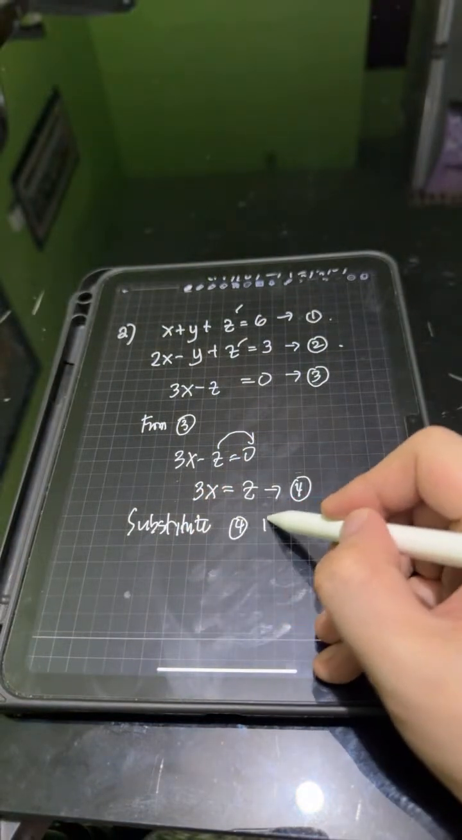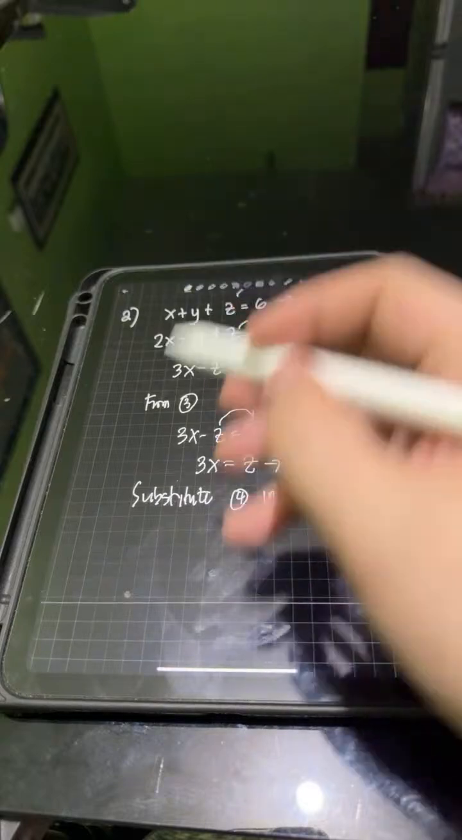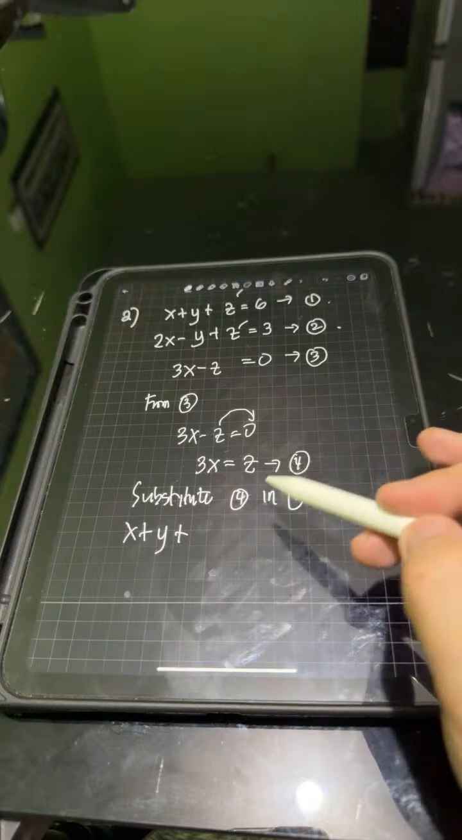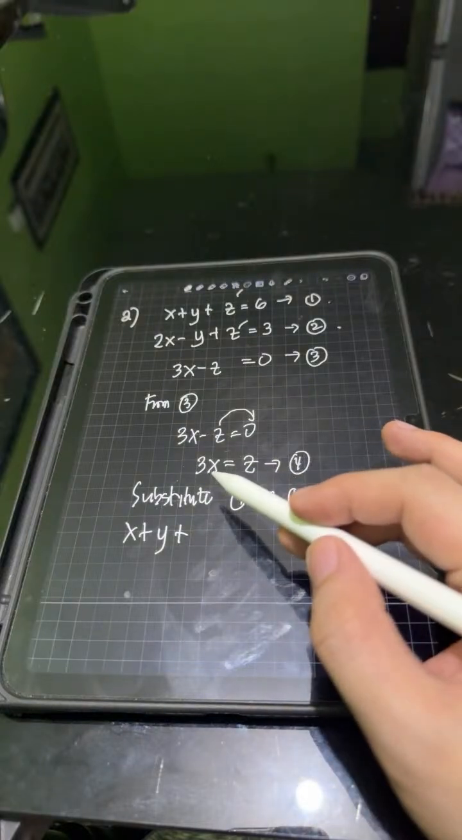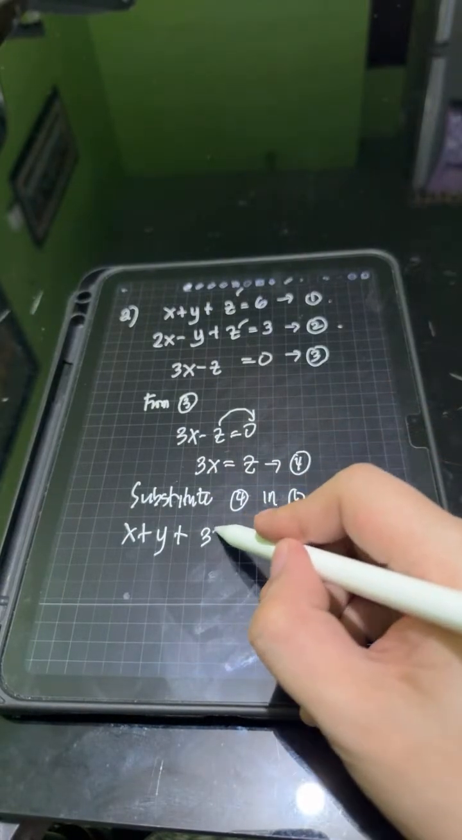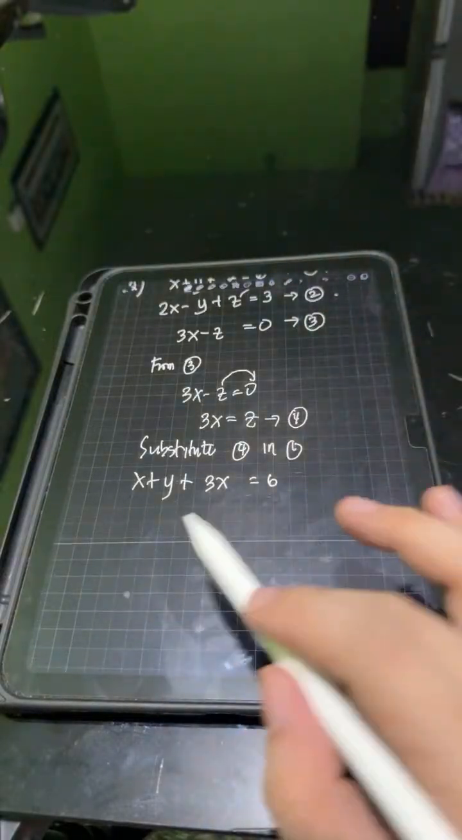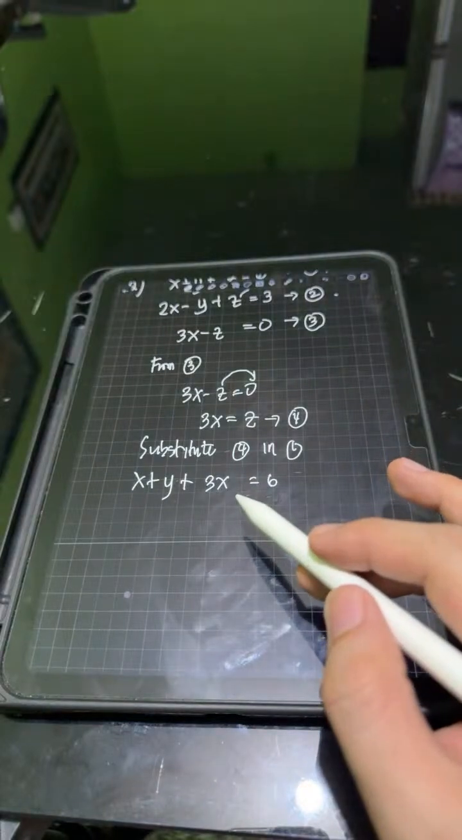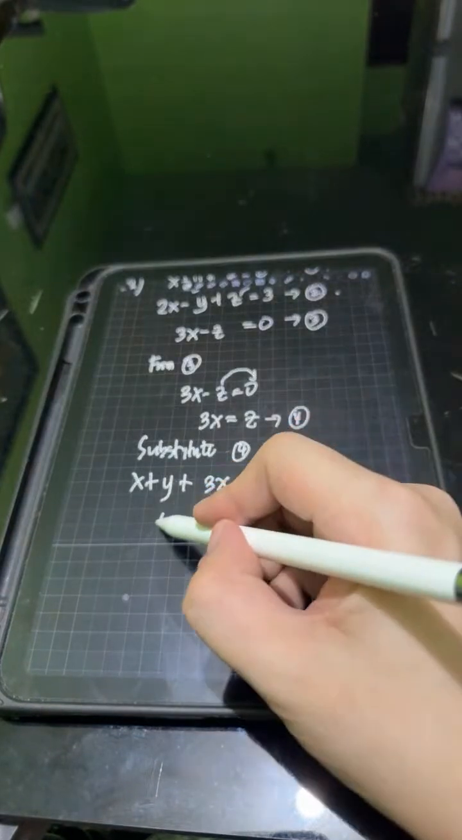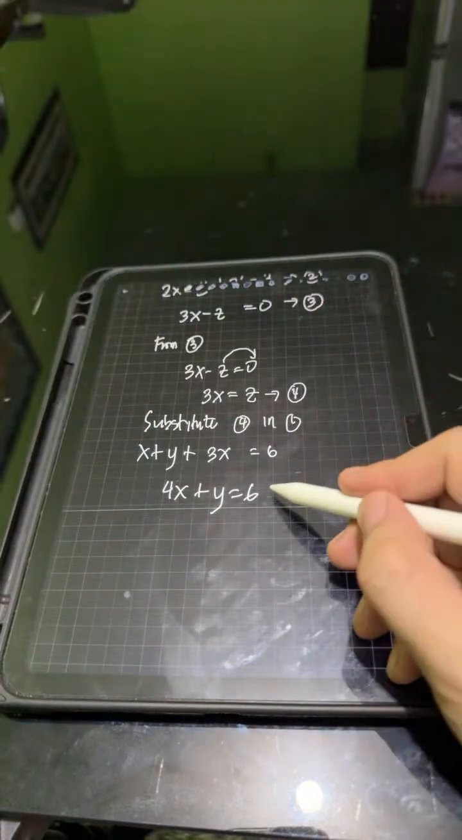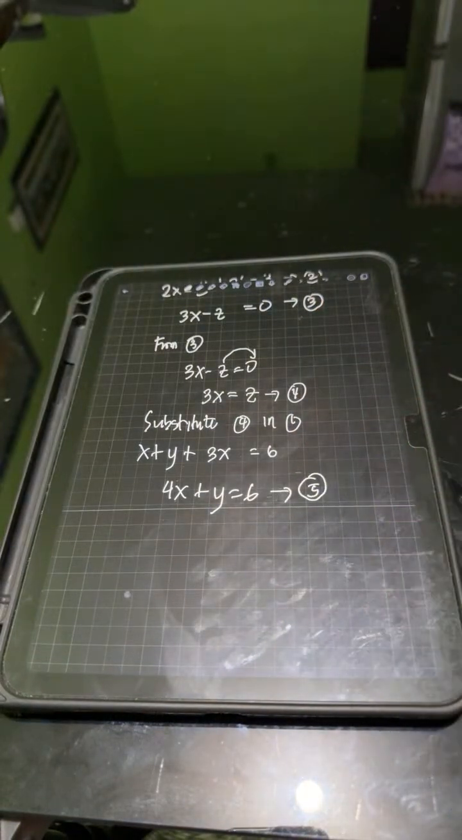Substitute 4 in 1. So equation 1 is x plus y plus z, wherein z in terms of x is 3x, so you can substitute that, equal to 6. Simplifying, we have x plus 3x, that will be 4x, then plus y equals 6. So let's name this equation 5.